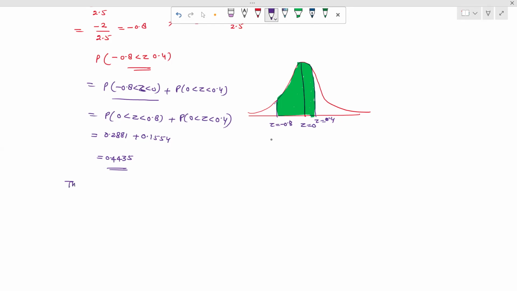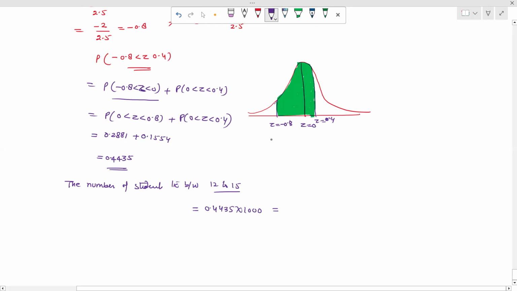So when we are going to calculate the number of students who lie between 12 to 15, the area is 0.4435 into 1000. Total students were 1000. So this is approximately 443.5. Students cannot be in fractions, so we can consider it as 444. Okay, so this is our first part.